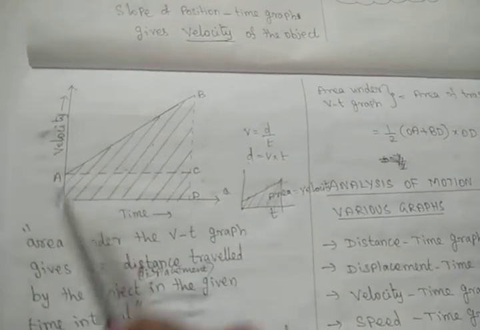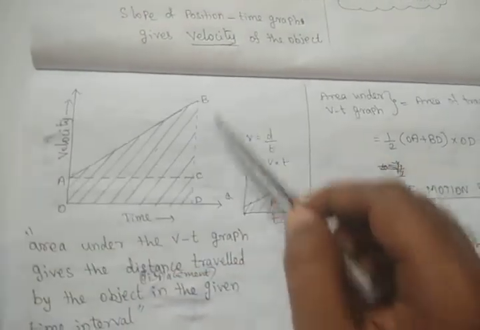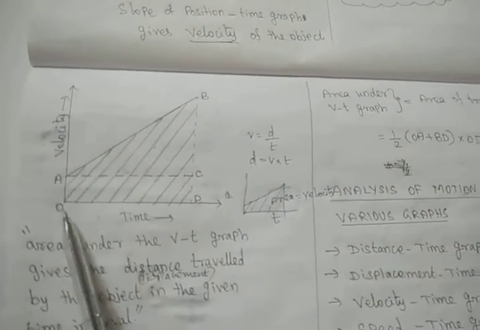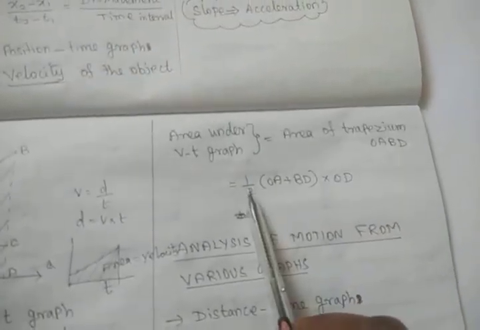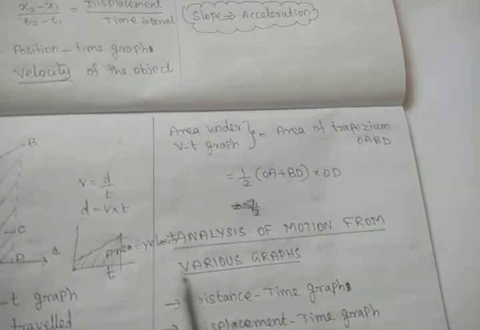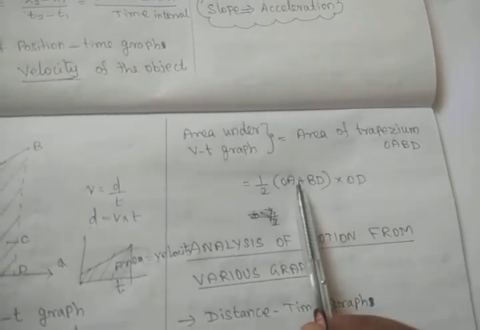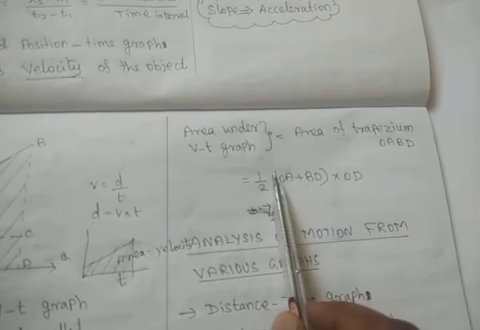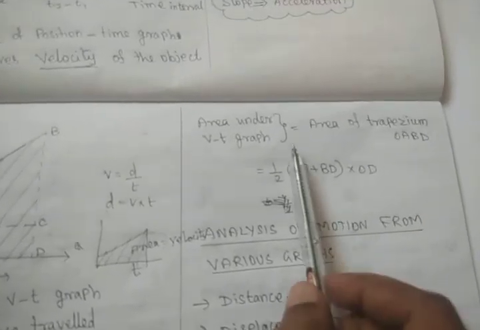It is OD. So the parallel opposite sides of the trapezium we have to add and multiply with the height of the trapezium. Then you multiply with half. Half into the sum of the parallel lines, multiplied with the height of the trapezium. So this formula you have to remember always for problem solving purposes.